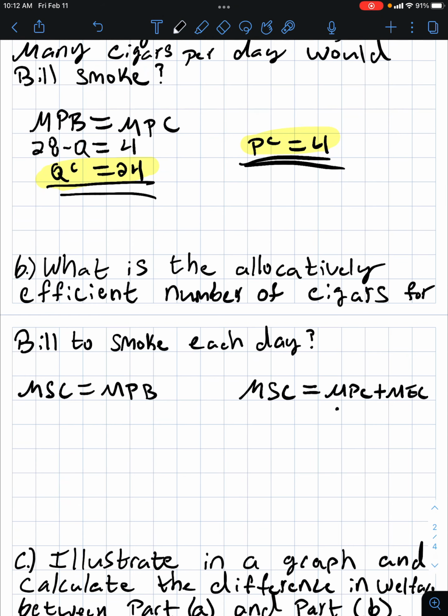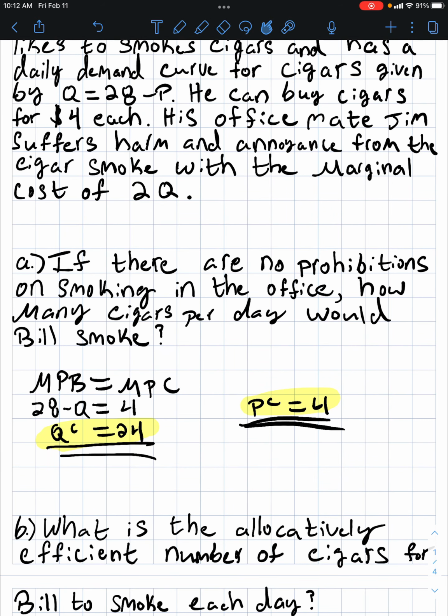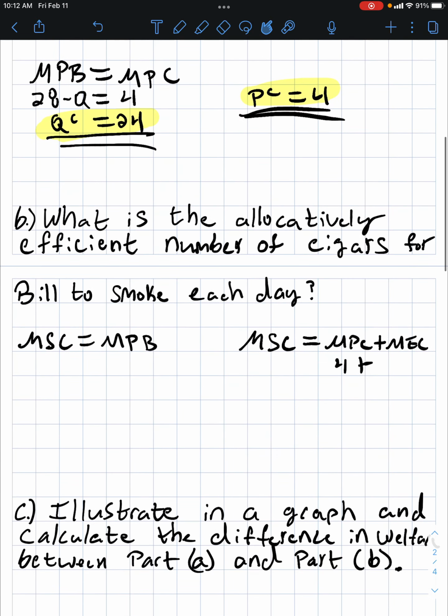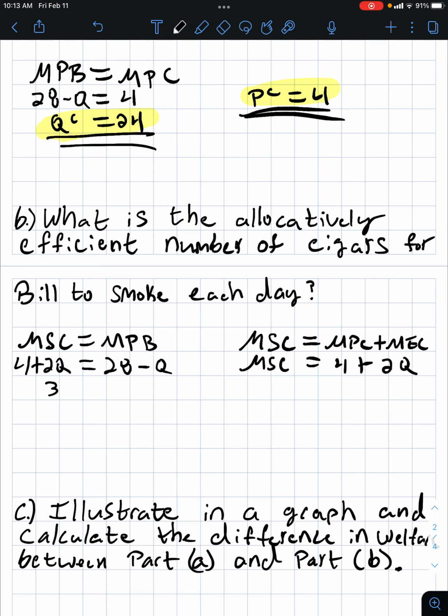equal to 4. And then our marginal external cost is going to be Jim's marginal cost of 2Q. So this is marginal social cost. We get marginal social cost of 4 plus 2Q is equal to a marginal private benefit of 28 minus Q. We can subtract 4 on both sides and add Q to both sides to get 3Q equal to 24, divided by 3. And we get QE equal to 8.